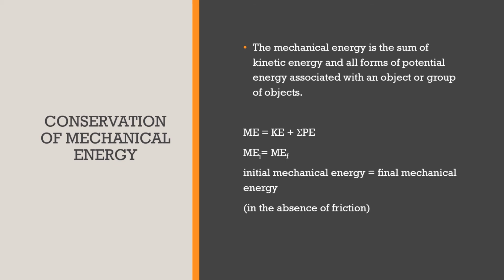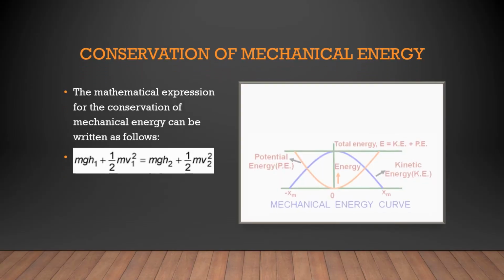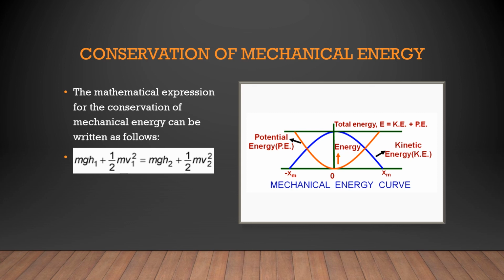MEi = MEf. Initial mechanical energy equals final mechanical energy, in the absence of friction. The mathematical expression for the conservation of mechanical energy can be written as follows. In the absence of friction, the total mechanical energy remains the same. This principle is called conservation of mechanical energy.